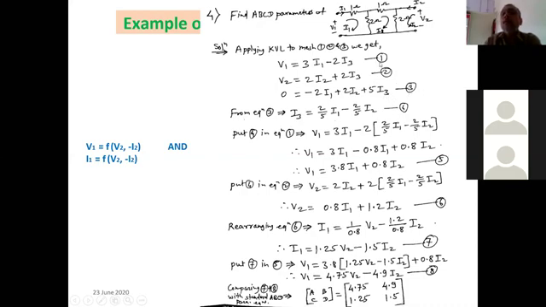Now, in the standard form of ABCD parameters, there are only 4 variables. They are V1, I1, V2 and I2. Okay. So we don't want I3 as a variable. So from equation 3, you find out the value of I3 in terms of I1 and I2 and substitute this value of I3 in equation 1 and 2.